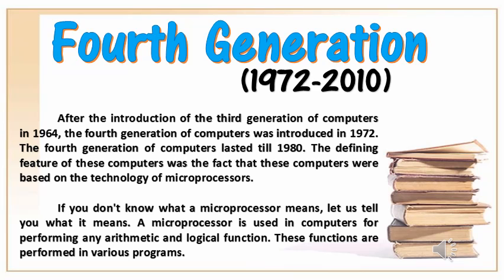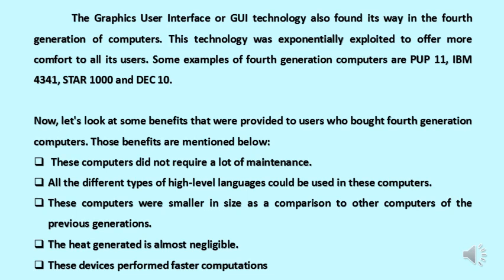If you don't know what a microprocessor is, let us tell you what it means. A microprocessor is used in a computer for performing arithmetic and logical functions. These functions are performed in various programs. The graphical user interface, that is GUI technology, also found its way into the fourth generation of computers. This technology was exponentially exploited to offer more comfort to all its users.